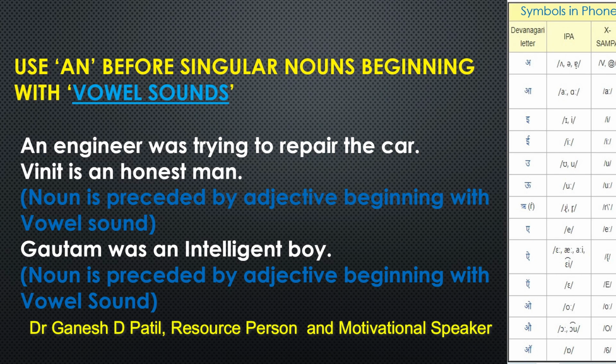Gautam was an intelligent boy. Again, intelligent boy. In this case, you can see intelligent is an adjective. When the adjective preceding the noun begins with a vowel sound, then an is used before that adjective. So the adjective intelligent begins with a vowel sound E, and therefore we use an before it.